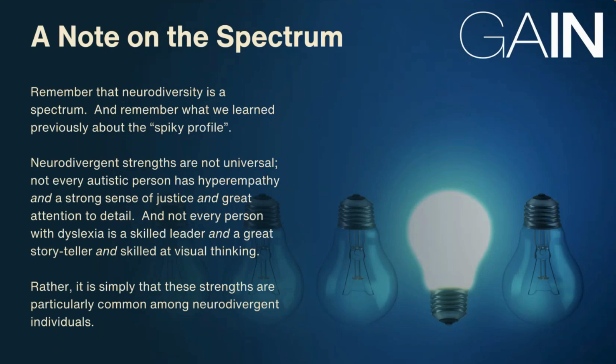Now, if you take one thing away from today's session, let it be that neurodiversity is a spectrum and everyone is different in their strengths, in their support needs, and in their presentations. It's important to remember that neurodivergent strengths are not universal. Not every single autistic person has hyperempathy and a strong sense of justice and great attention to detail. And not every person with dyslexia is a skilled leader and a great storyteller and skilled at visual thinking. Rather, it's simply that these strengths that we talk about, and we'll go into more detail in a minute, are particularly common among these certain neurotypes.